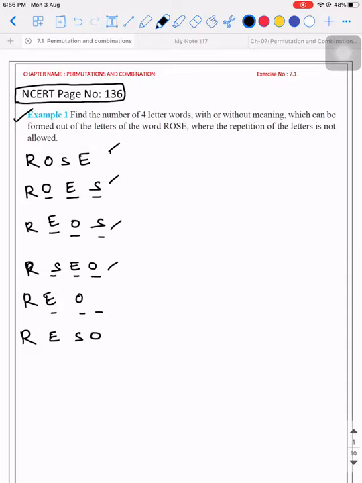RSOE. Yes, sir. RSOE should come. Okay. So these are all the possible words by keeping R fixed. Now I'll keep O fixed. So O, O, O, O.